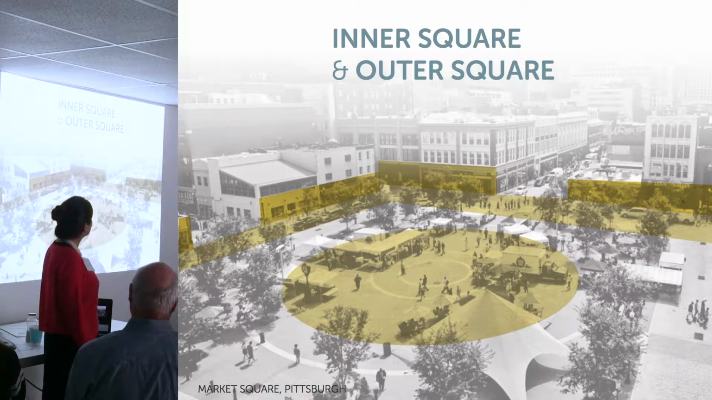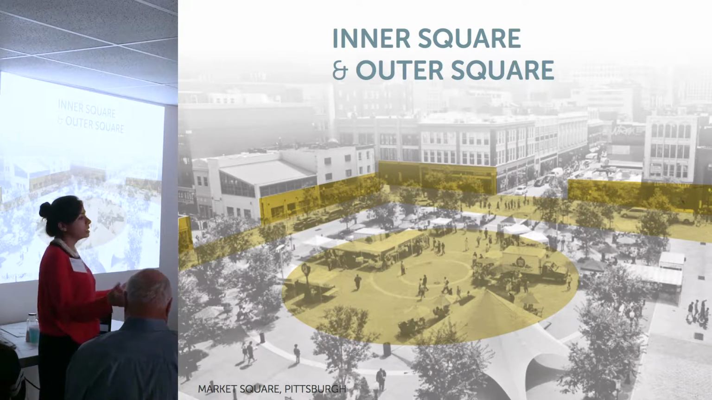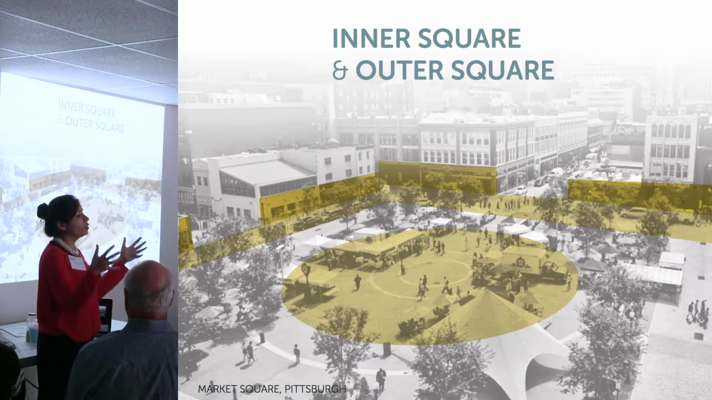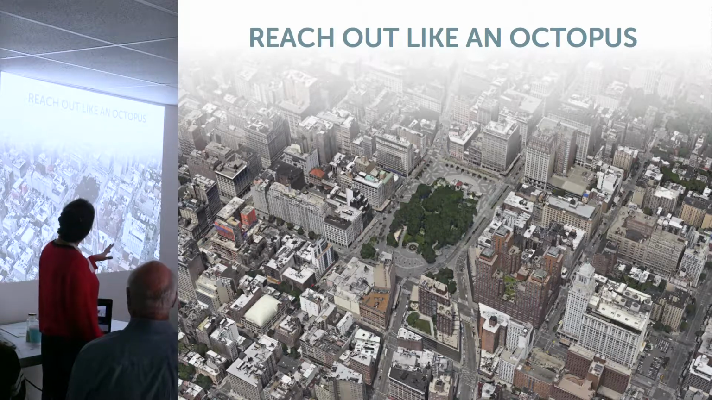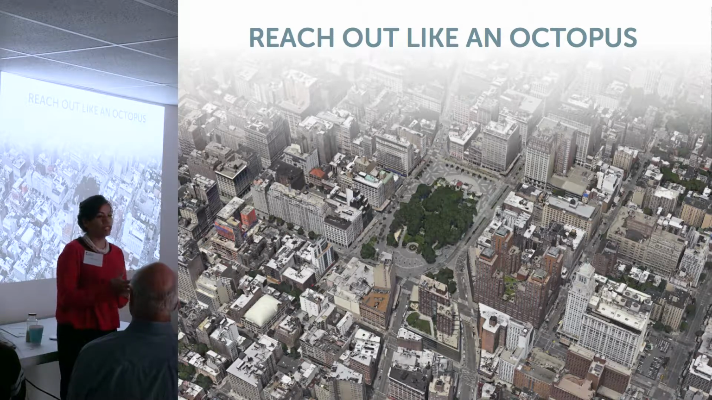So the edge uses are extremely important to bring that life into it. If it's a classroom, or if it's a salon, or if it's a restaurant, whatever it is. And what it is contributing to the public space is very important. So it's two things combined. And then the other thing we say is that a great public space reaches out.